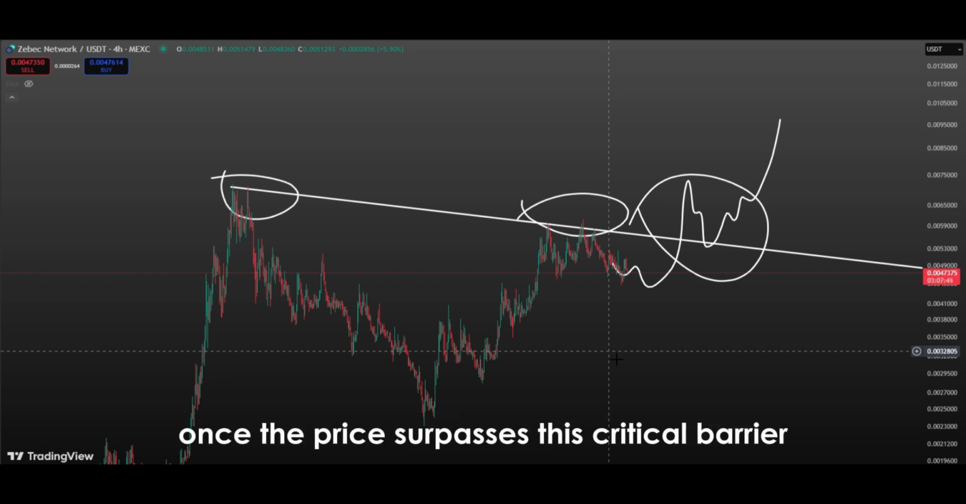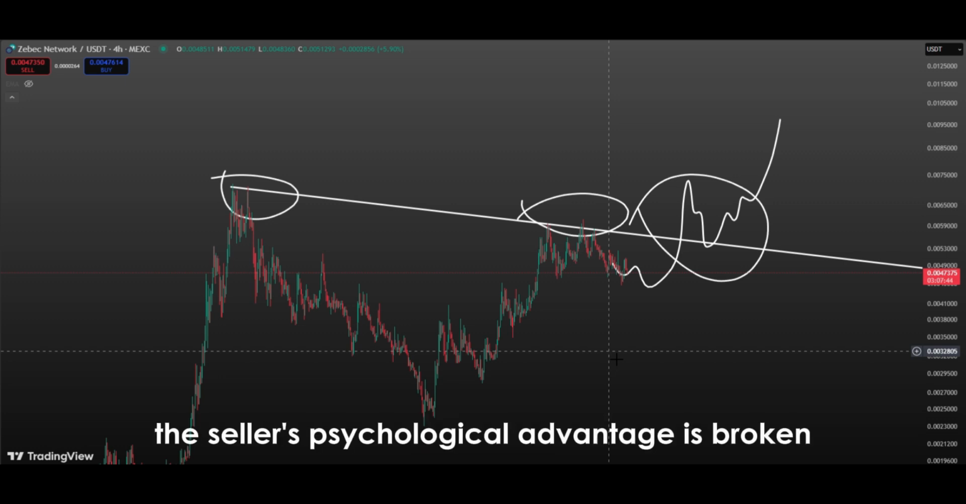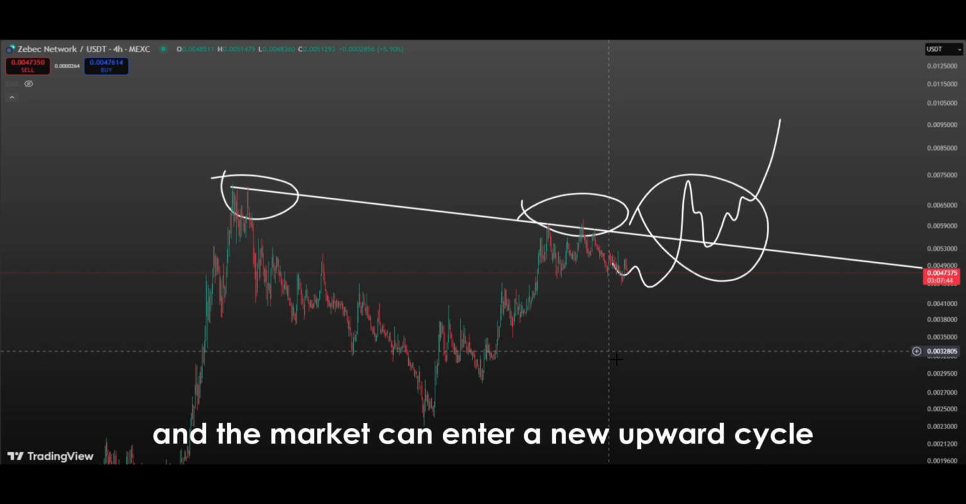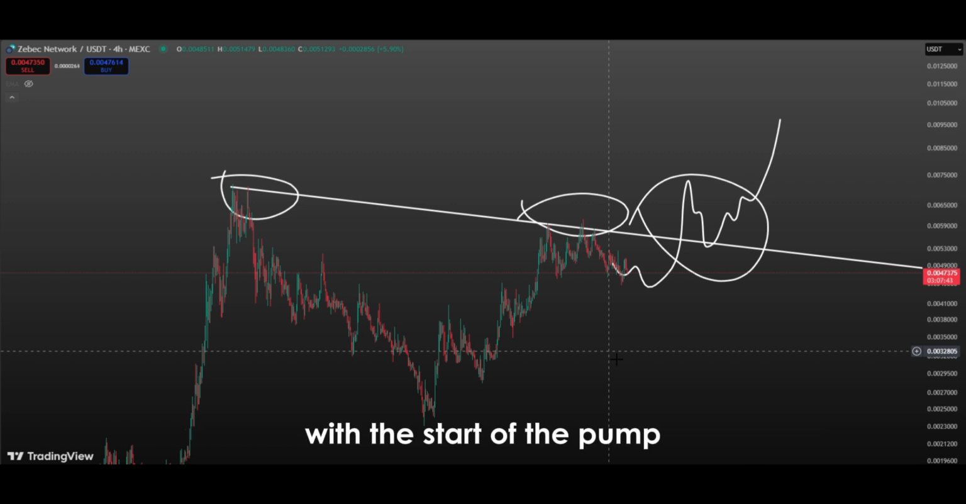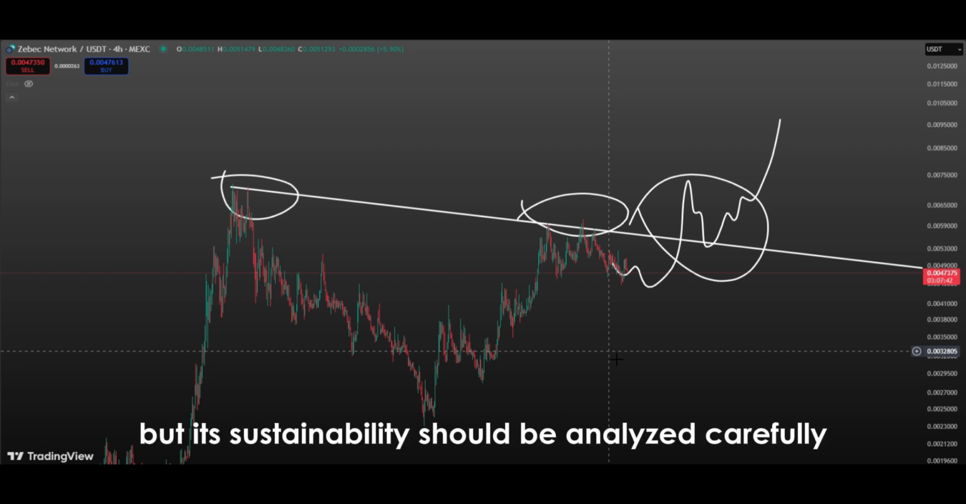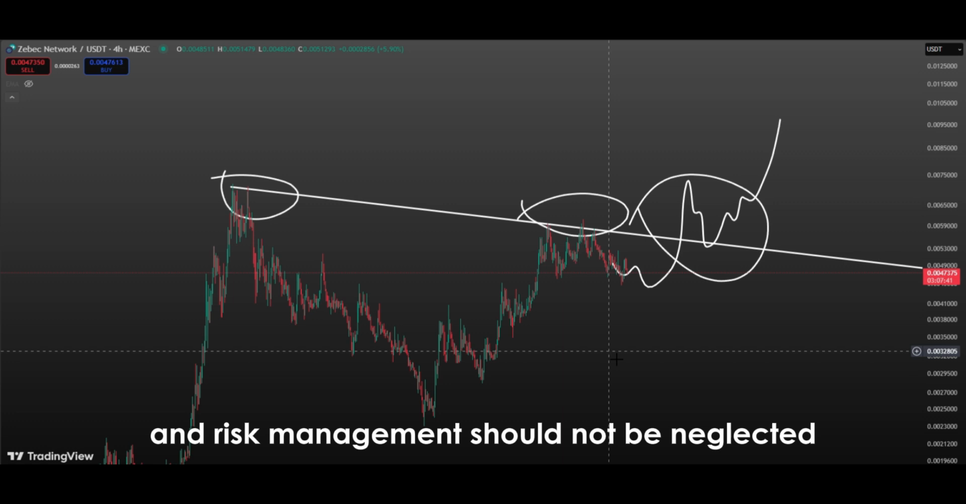Once the price surpasses this critical barrier, the seller's psychological advantage is broken and the market can enter a new upward cycle. With the start of the pump, the price can reach significant levels in a very short time. But its sustainability should be analyzed carefully and risk management should not be neglected.